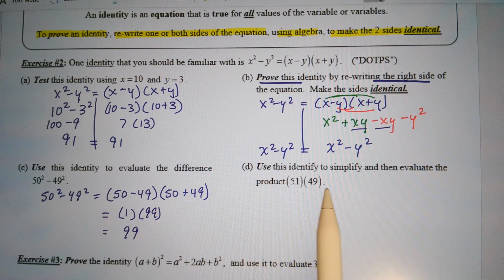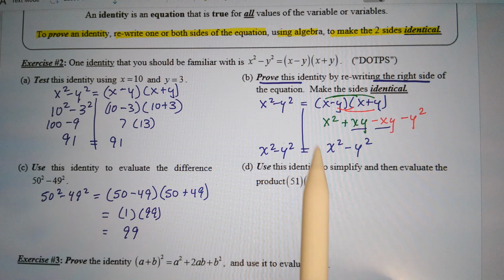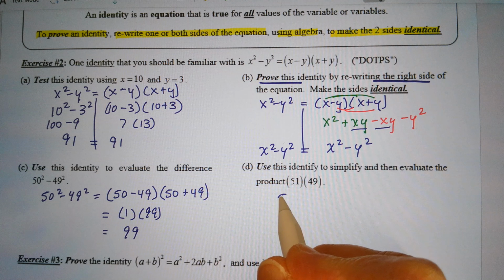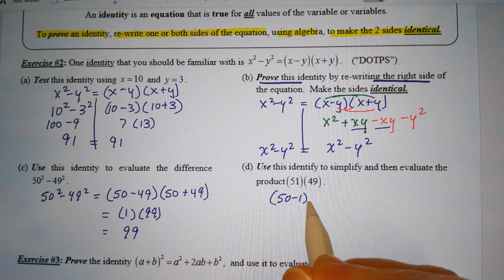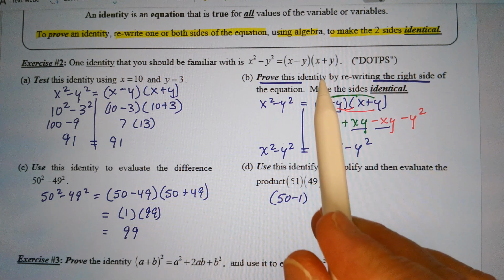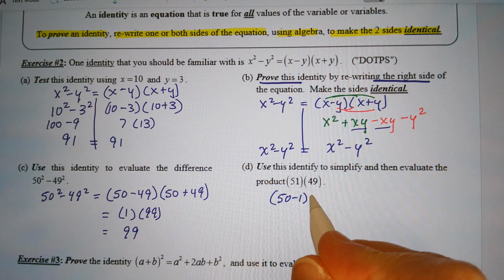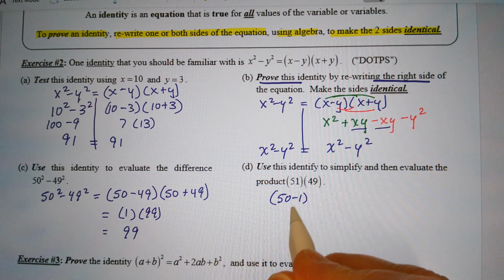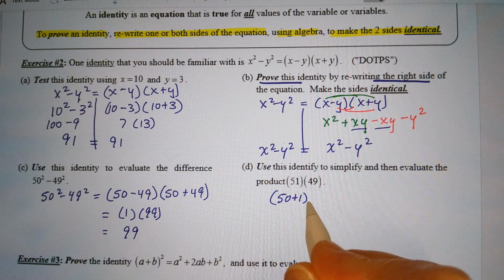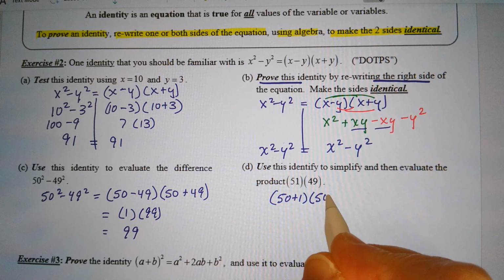Use this identity to simplify and then evaluate the product 51 times 49. Okay, so in this case, I suppose we want to rewrite 51 as 50 subtract 1 and 49 as 50 plus, I did that backwards. Write it as 50 plus 1, sorry, and 49 as 50 subtract 1.